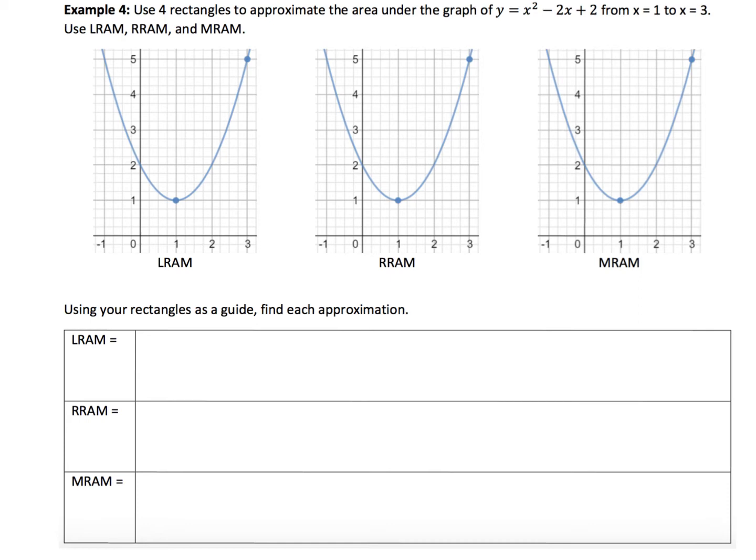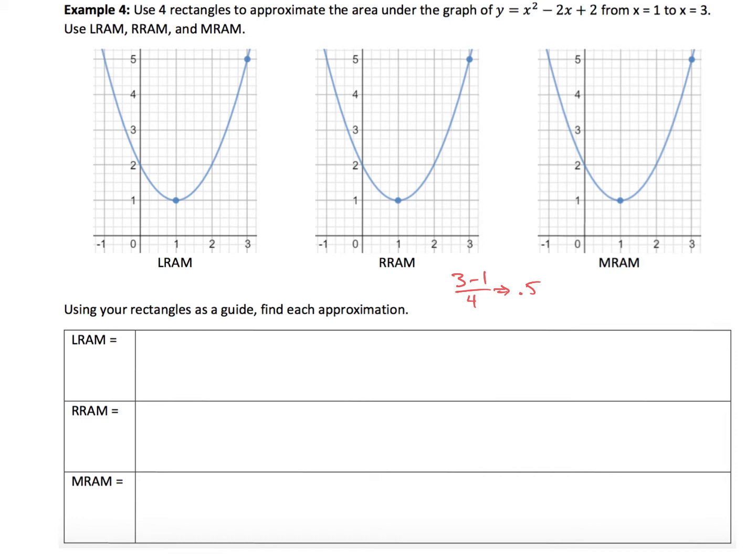First one we're going to do is find LRAM. But before we do that, we need to find the width at which we're doing. So what's my B? 3. So I'd have 3 minus, what's my A? 1, over how many partitions are we making? 4. So what's the width of each of these rectangles? 0.5. And I am actually going to use decimal right here. I know that's kind of weird.